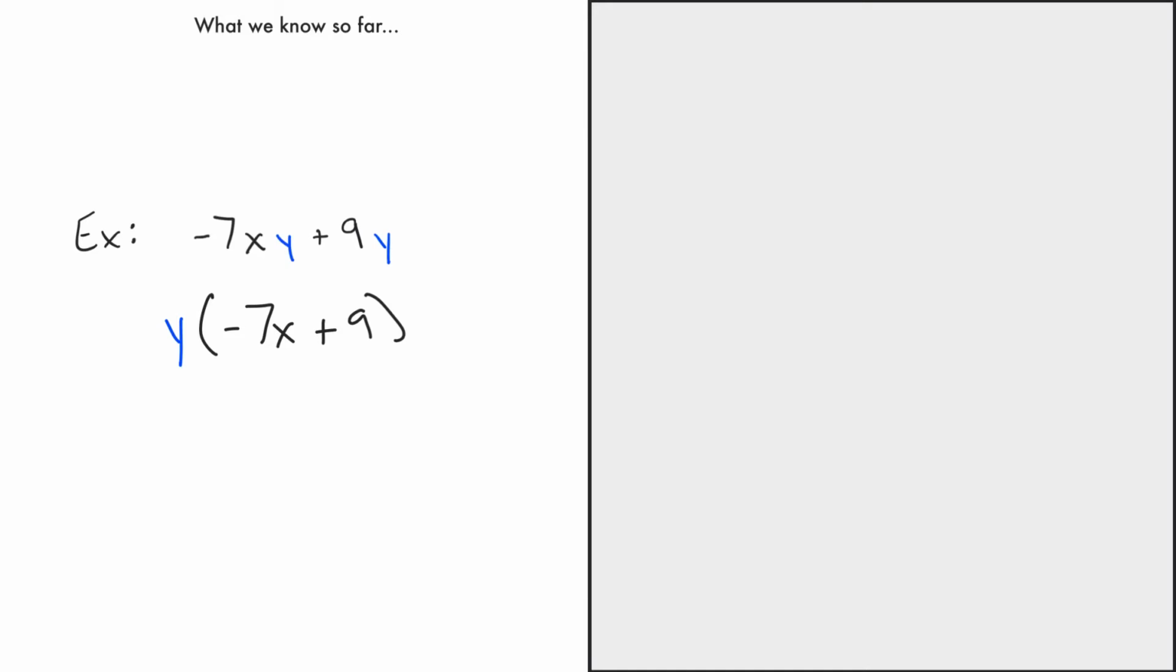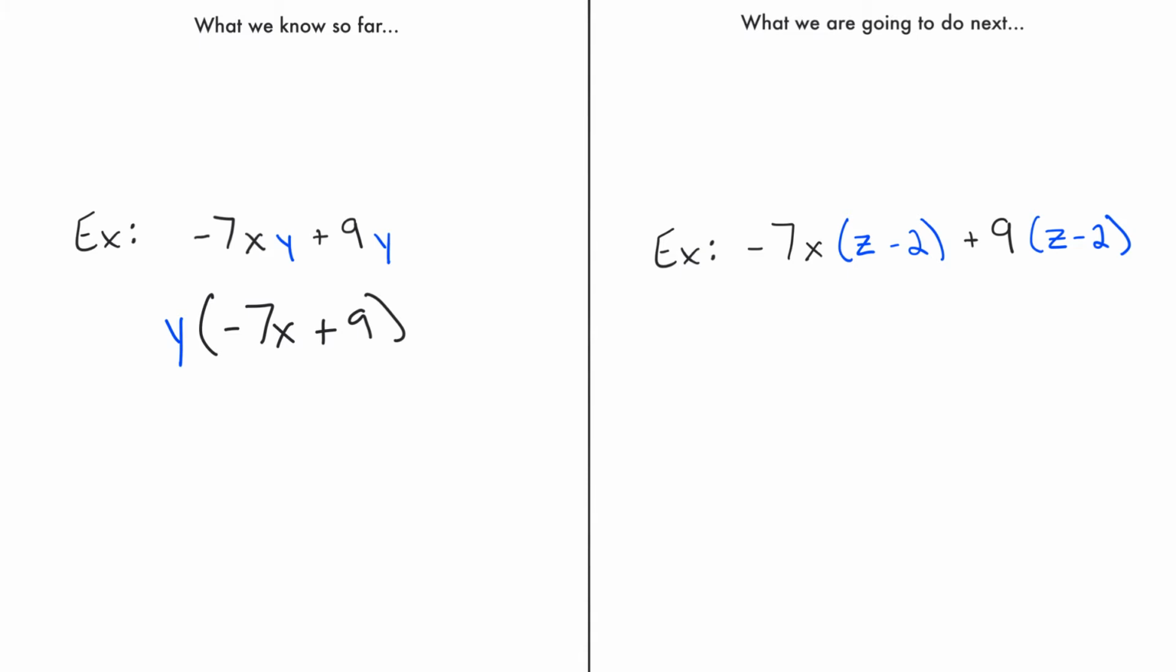It could be the number 5. I could replace it with negative 16. I could replace it with x. I could even replace it with an entire expression, x plus 1. And that last bit's going to be important. So just like how I could factor out that y, we're going to do the exact same thing with this problem. It is the same problem. I just replaced y with z minus 2.